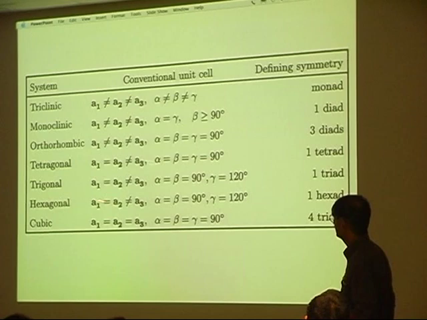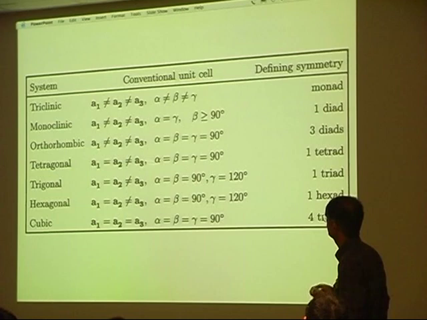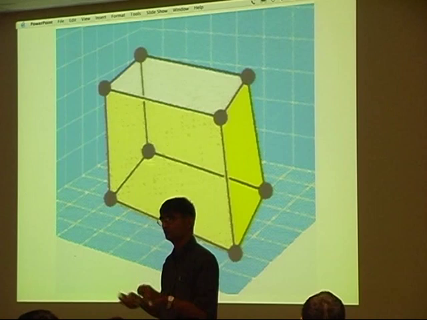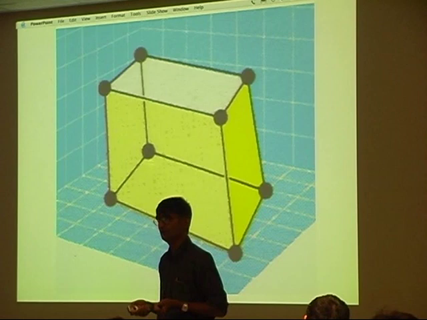Then we have hexagonal, where one of the lattice parameters is different and one of the angles is 120 degrees. Trigonal, we have tetragonal, orthorhombic, monoclinic, and triclinic, where nothing is identical. This is the triclinic cell, where all the lattice parameters are different and all the angles are different. So this has the lowest symmetry of the systems that I illustrated in the last slide.